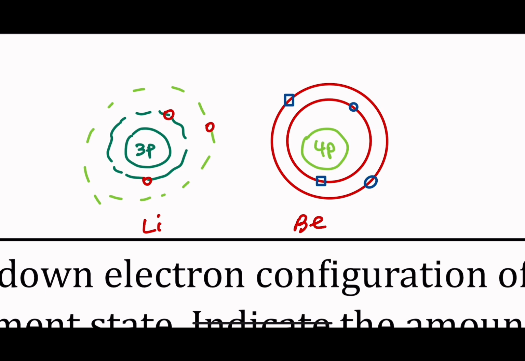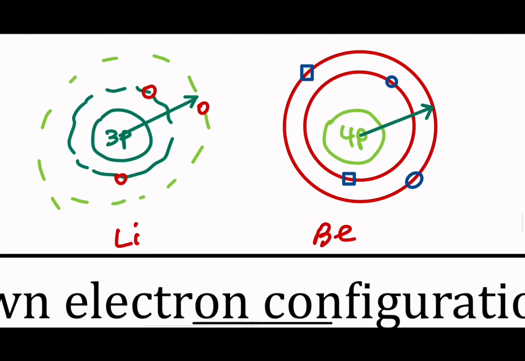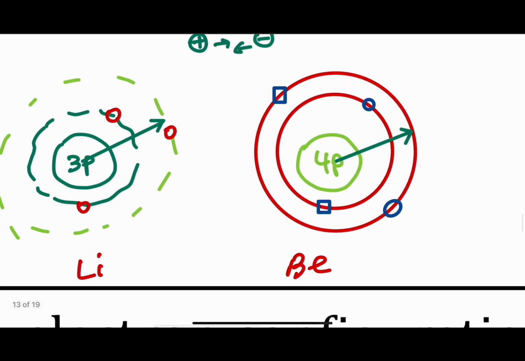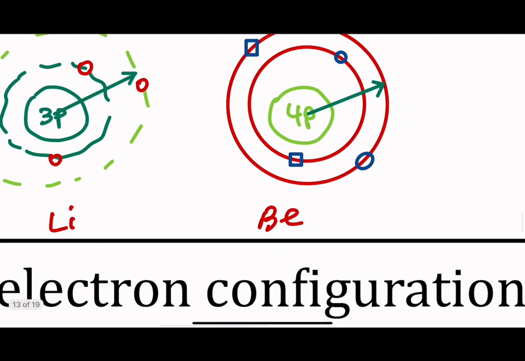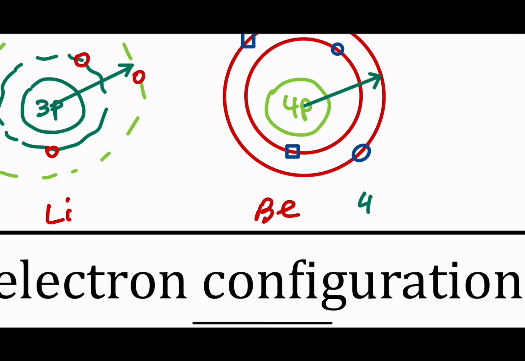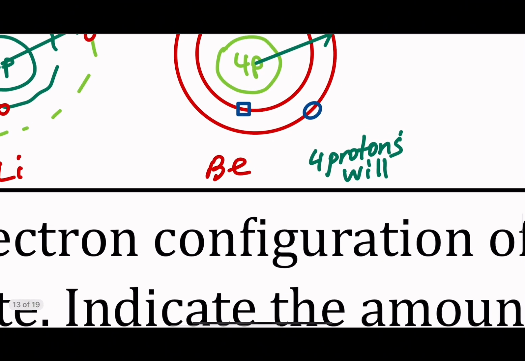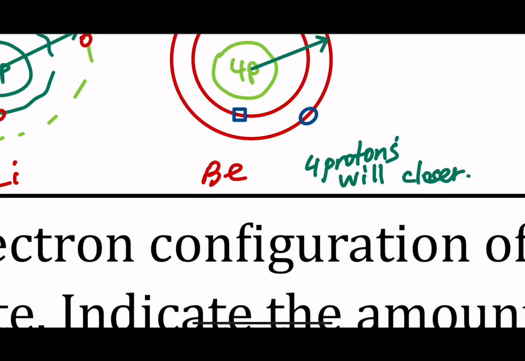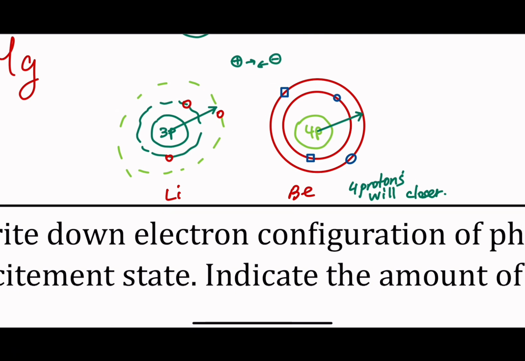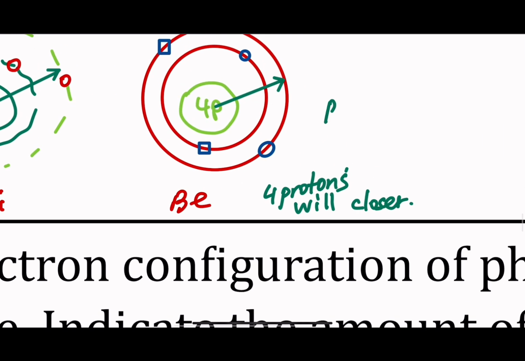Now I want to ask, if you compare lithium and beryllium, which one will have more pulling force between the nucleus and the outermost shell? Because we know that positive and negative attract each other, right? So if I compare 3 protons with 4 protons, I know that 4 protons will pull closer, right? Will pull closer.